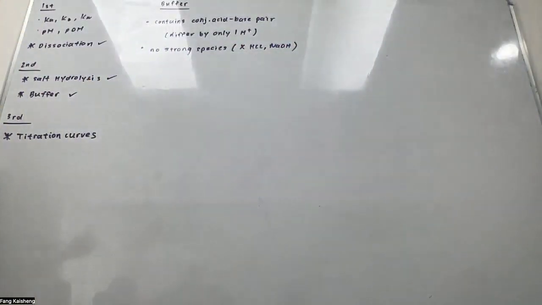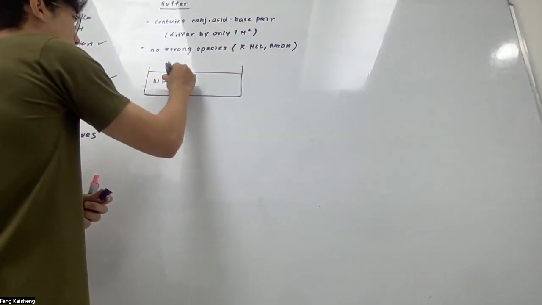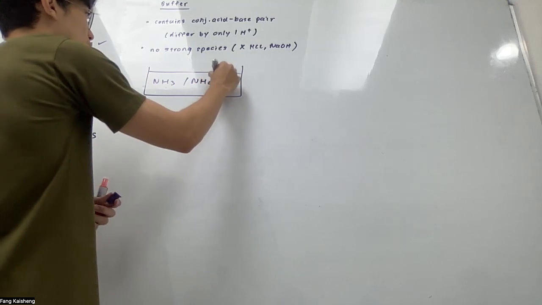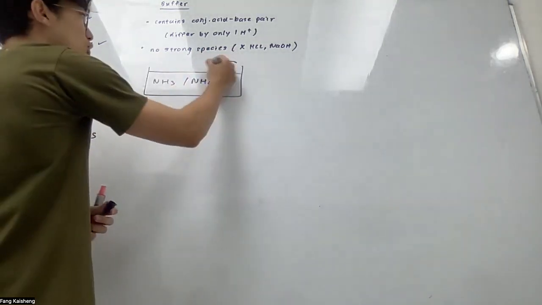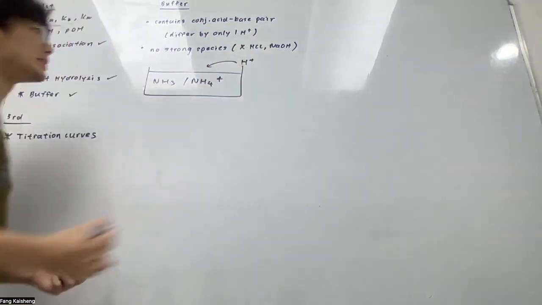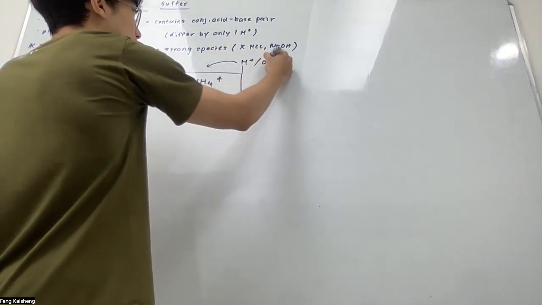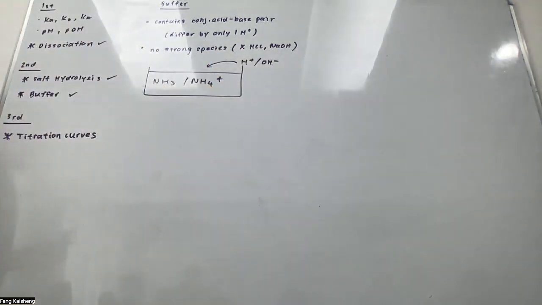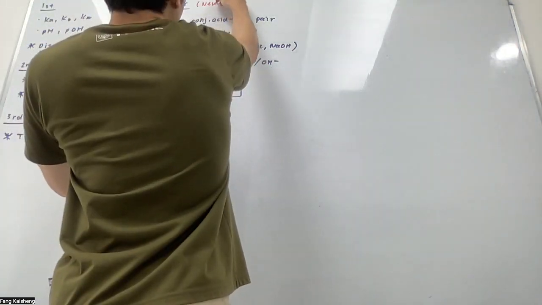Guys, how does a buffer operate? Let's just say I have a conjugate acid-base pair, NH3 and NH4 plus. That's a buffer. Now, when I throw in H plus, whose job is it to remove the H plus? If I throw in OH minus, whose job is it now? What's this reaction called? How do we remove it? Neutralization. So a buffer operates via neutralization.